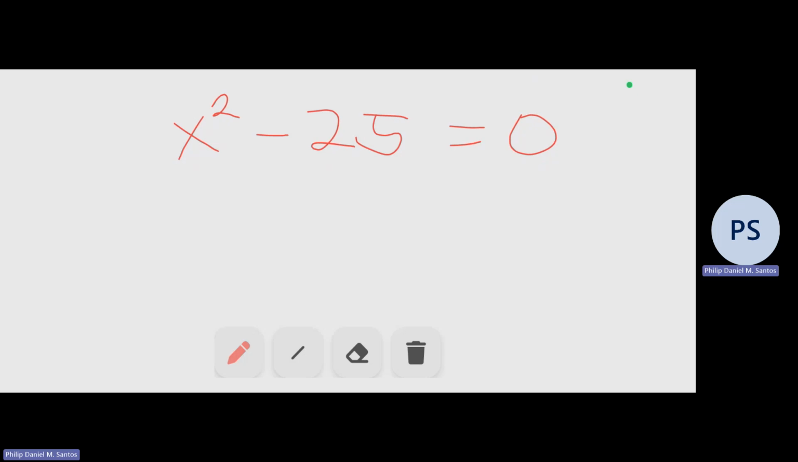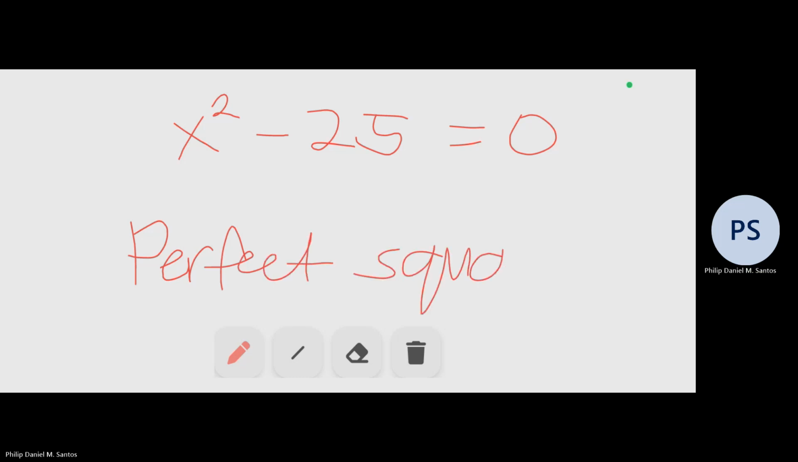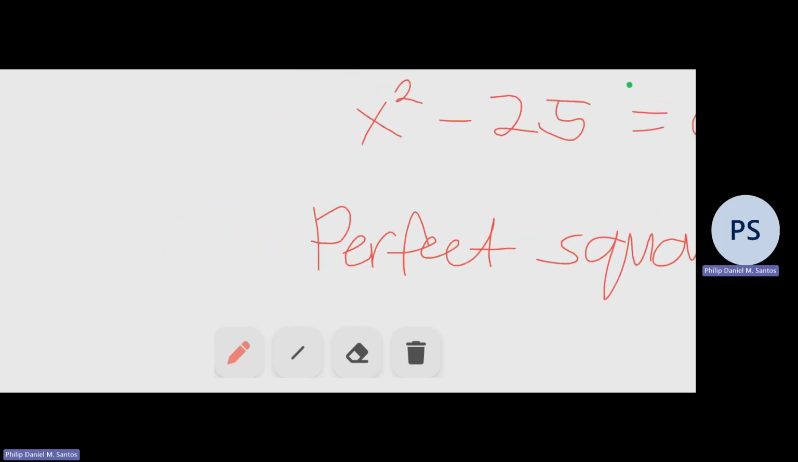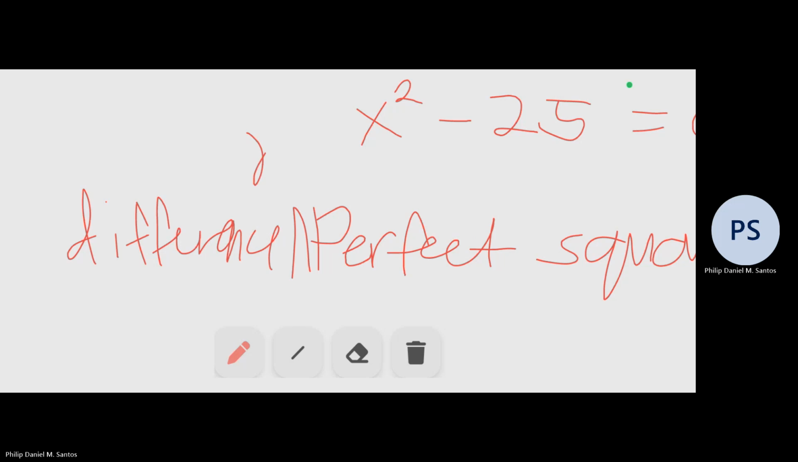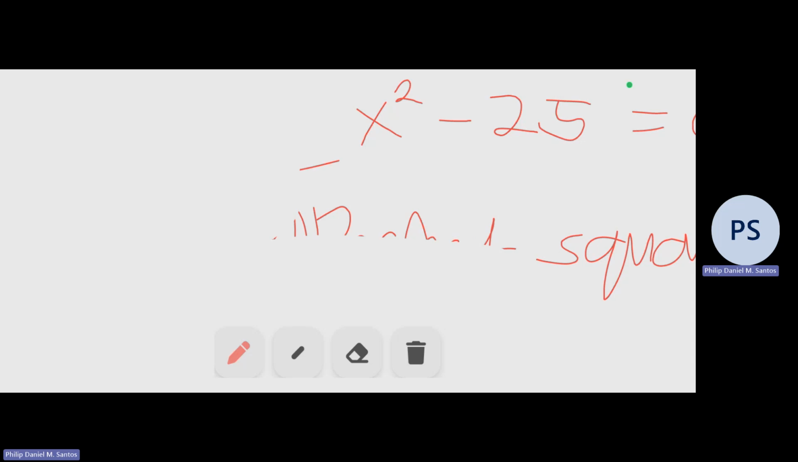Yung next step, basically, kapag walang GCF, is you have to look for perfect squares. Or more specifically, what is that, difference of perfect squares? So what does that mean?